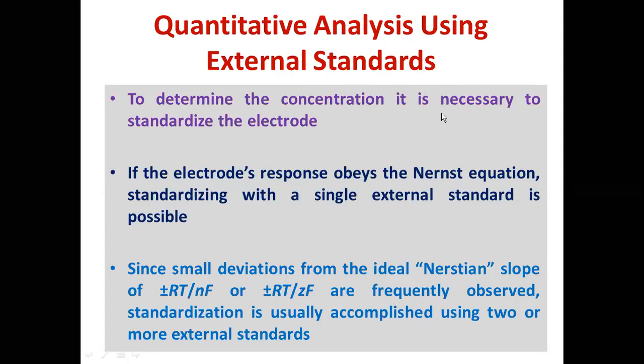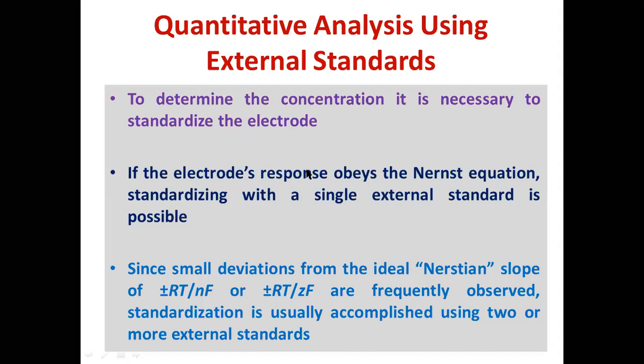So, in order to determine the concentration of the analyte, we need a calibration curve. Before obtaining the calibration curve, we have to standardize the analytical procedure, including the electrode. Suppose, for example, you immerse the glass electrode in a solution of 0.05 molar KHP, potassium hydrogen phthalate. The glass electrode should show a pH of 4.02. It should not show 4.2 or 3.9. So you have to calibrate, you have to standardize the electrode.